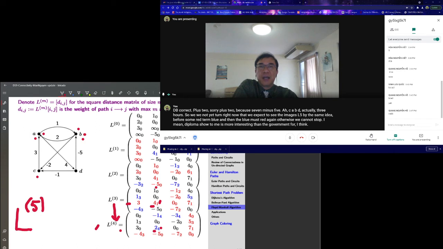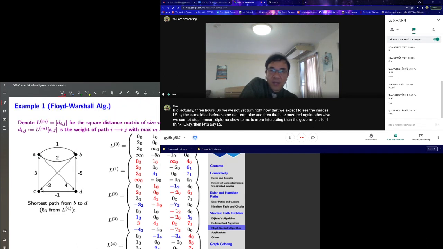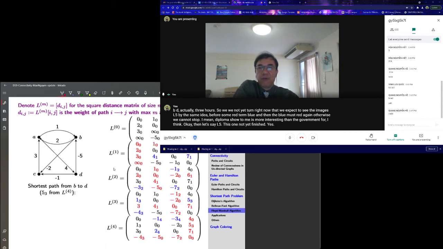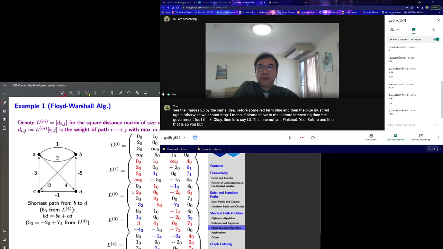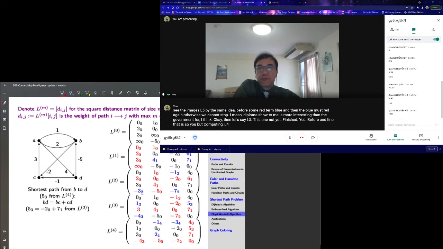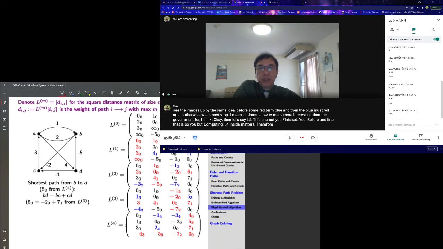Okay, then let's see L5. This one is not yet finished. Yes, L4, then L5, not yet shown to you, not yet. But computing L4, inside matrix L4, from B to D, that means the second row and the right-hand side here. Before it was blue, now it turned red.